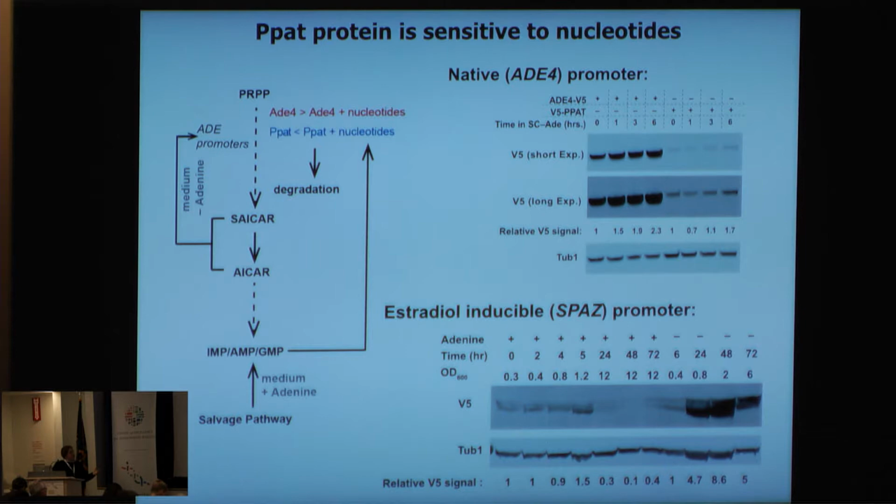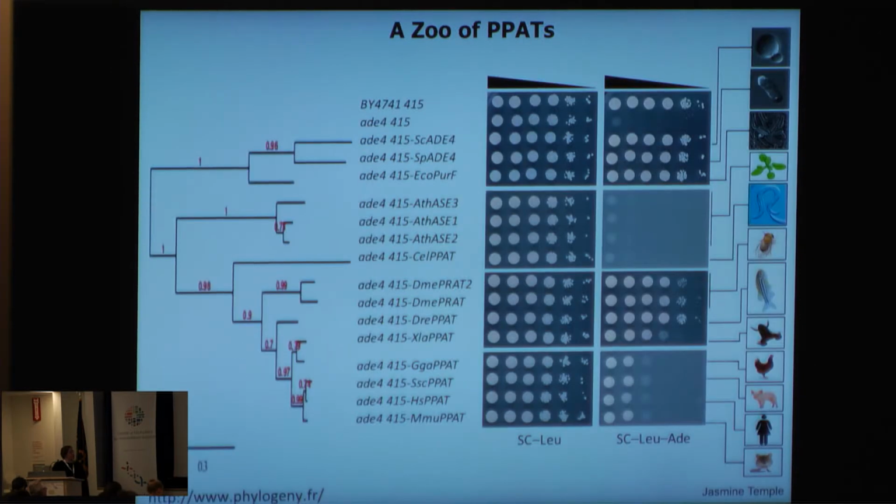So we wanted to see next if this is intrinsic to human versus yeast, or if it's something that's more spread through the tree of life. So first we chose about 20 PPATs from different organisms, and you can see that they cluster, which goes well with our hypothesis that this has to do with the level of the nucleotides in the specific organism.